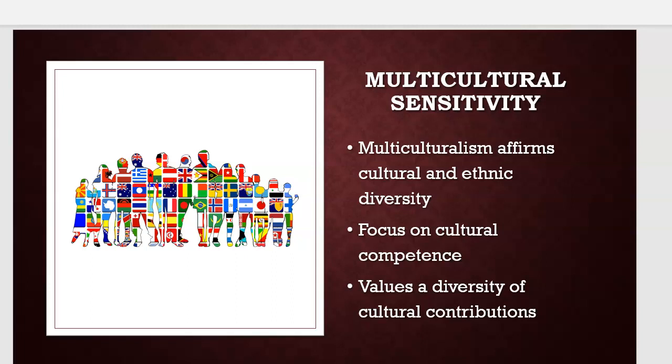I want to add that multiculturalism has been critiqued because while it seems like a good thing, and it seems like celebrating diversity is a good thing, the critique is that it doesn't go far enough in distinguishing the ways that different cultural, racial, and ethnic groups in our society are impacted by experiences of power and oppression.